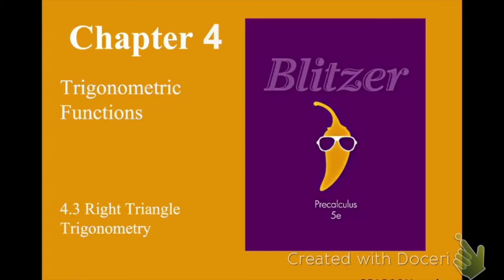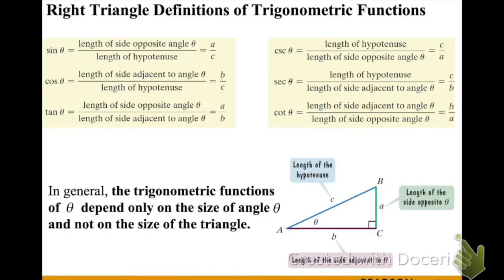Chapter 4, Section 4.3, Right Triangle Trigonometry. This section is going to be mostly review from geometry and algebra 2. First of all, we're going to look at a right triangle definition for trig functions.